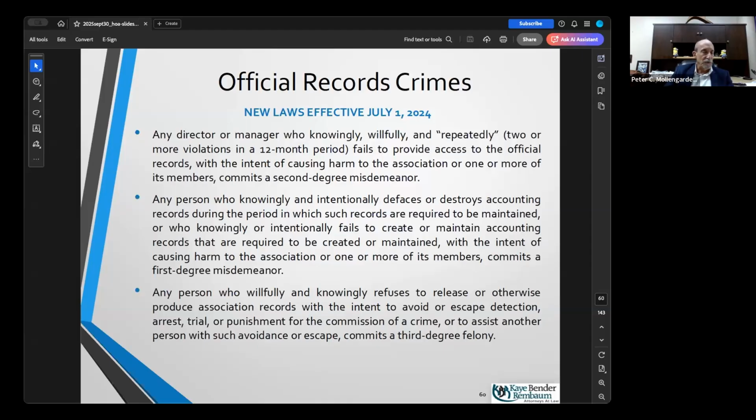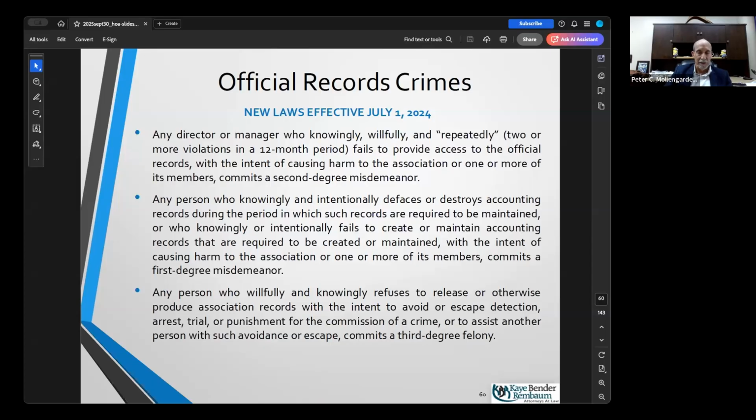Official records, there's some crimes related to monkeying around with official records, and these are the things that go to that level of criminal activity. Any director or manager who knowingly, willfully, and repeatedly, which means 2 or more times in a 12-month period, fails to provide access to the official records with the intent of causing harm to the association or one or more of its members, that's a commission of a second-degree misdemeanor.